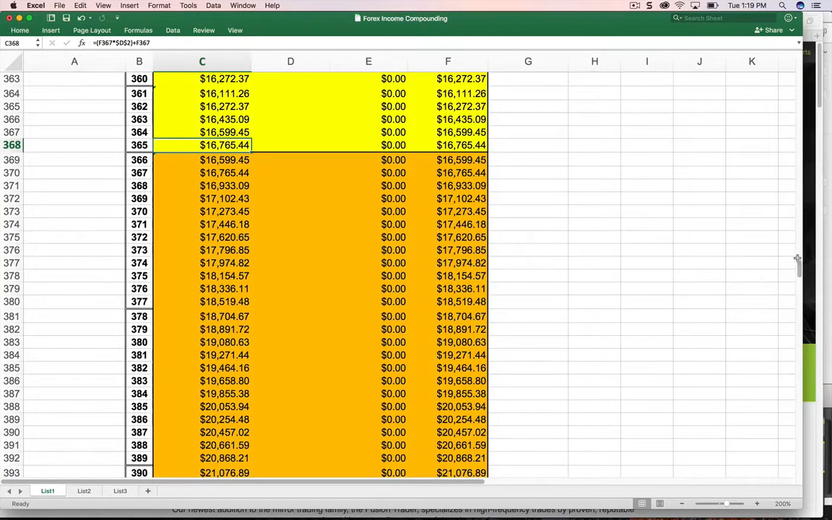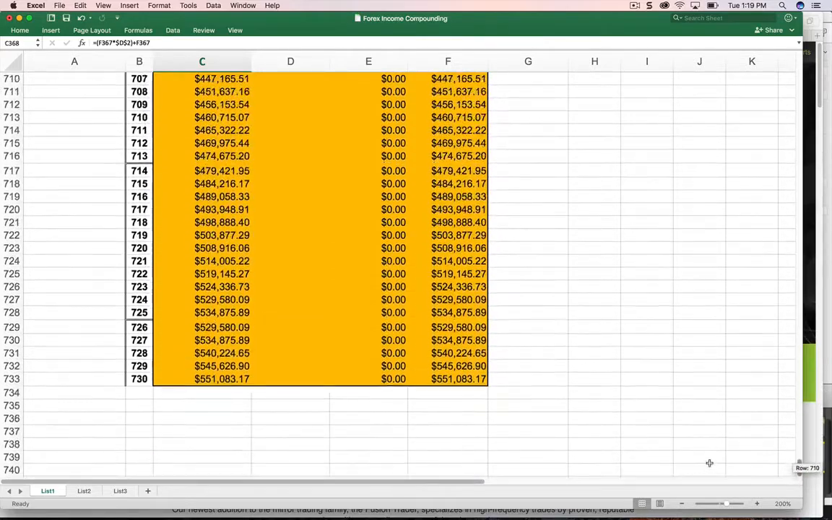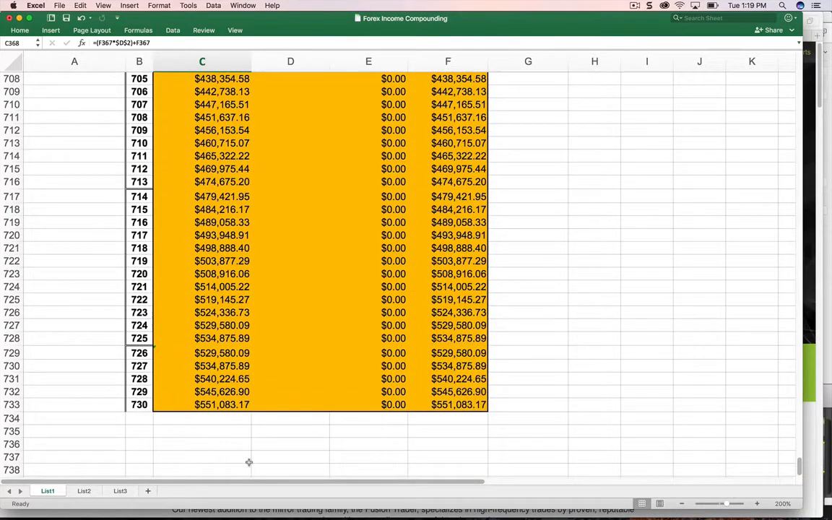Pretty cool, right? Now at the end of 2 years, let's go to the end of 2 years, because this is through 2 years. At the end of 2 years, you're looking at well over $500,000, if everything works out perfectly. This is at the end of 2 years.